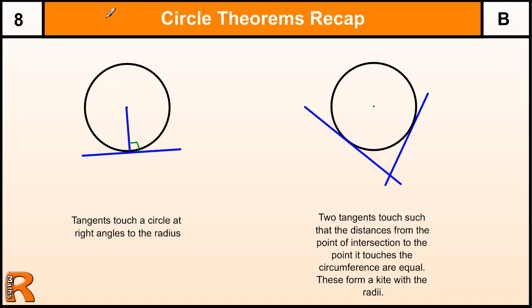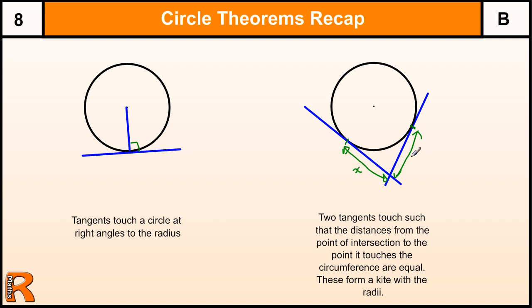And the other one is if we have two lines, two tangents to a circle, then this part of the line, from here to where they cross, and from there to there, those are the same distances.